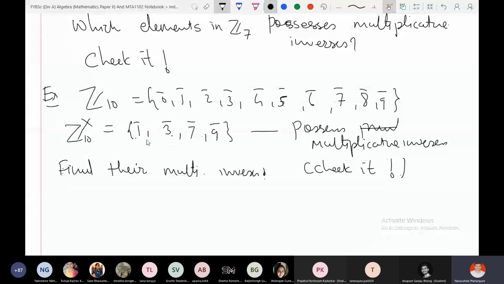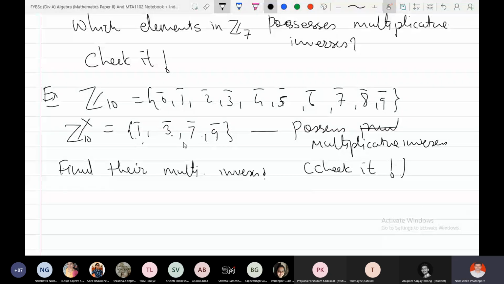Now find the multiplicative inverse of 1 bar, of 3 bar, of 7 bar, and of 9 bar. One more simple observation: the multiplicative inverse of 3 bar is among these 4 only. It cannot be outside of these. Otherwise, if the multiplicative inverse of 3 bar were some 8 bar, then 8 bar would have a multiplicative inverse, which is 3 bar, which is not possible. Therefore, if the multiplicative inverse of 3 bar exists, it is among these 4 numbers.